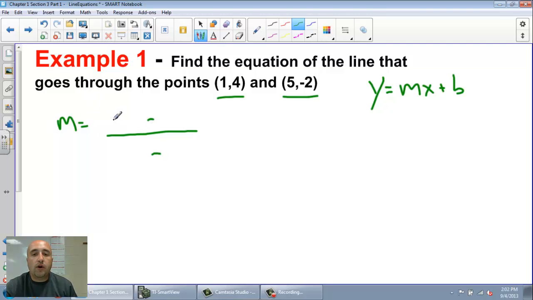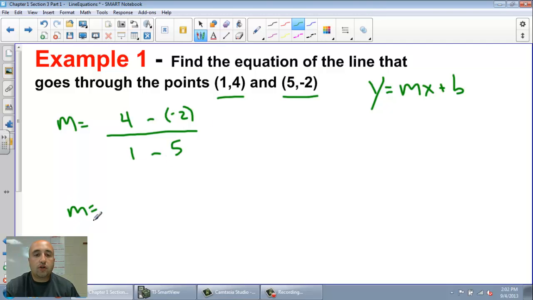Remember, the slope equation is you subtract your y's on top and you subtract your x's on the bottom. So the first thing we're going to do is subtract our y's. Our first y value is 4. Our second y value is negative 2. On the bottom, we subtract our x's. Our first x value is 1. Our second x value is 5.